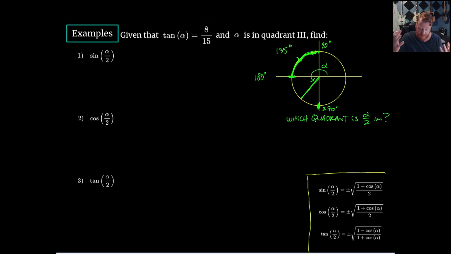So it's always important to think about what quadrant alpha over 2 is going to be in, depending on which quadrant alpha is in. So here we can say that alpha over 2 is going to be in quadrant 2, and that will be important to think about. What sign does sine have on it in quadrant 2? What sign does cosine have in quadrant 2? And what sign does tangent have in quadrant 2? So there's our first bit of important information here.